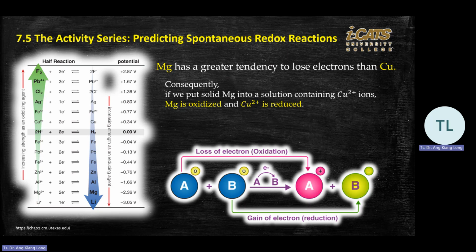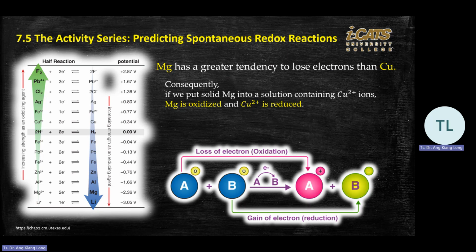You can either memorize the green arrow or the blue arrow, because both of them have opposite meaning. Let's say we remember the blue arrow: as you go down, you have increased strength as a reducing agent. Reducing agent means it's an oxidizing process, it means oxidation. So as you go down, it's easier to get oxidation. What is oxidation? Releasing electrons.